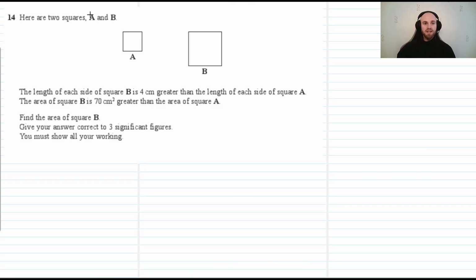Question 14, here are 2 squares, A and B. The length of each side of square B is 4 centimetres greater than the length of each side of square A. The area of square B is 70 centimetres squared greater than the area of square A. Find the area of square B. Give your answer correct to 3 significant figures. You must show all of your working.